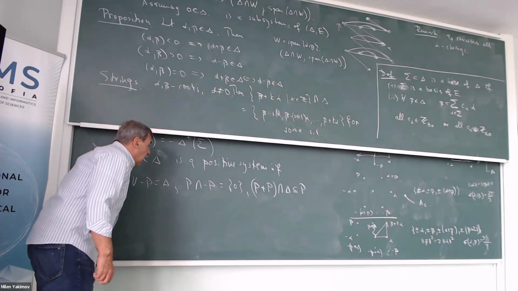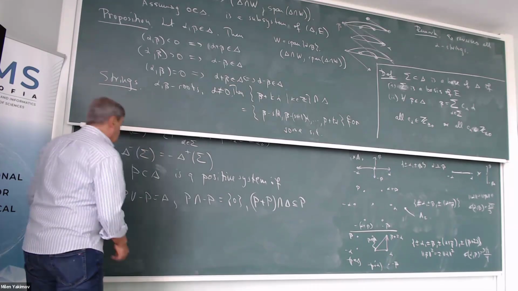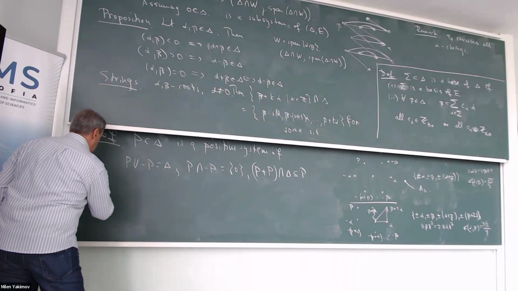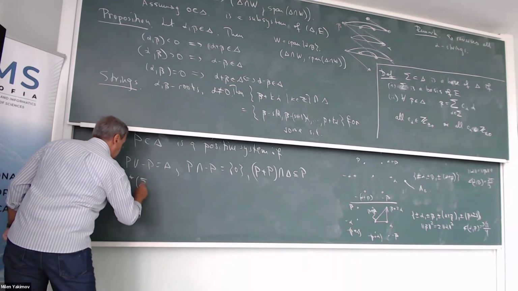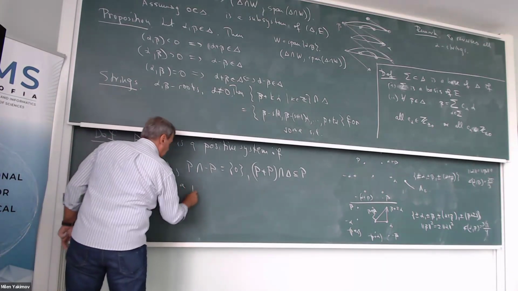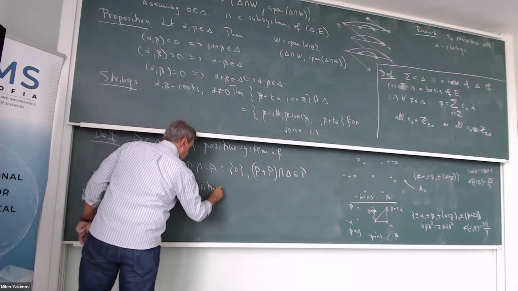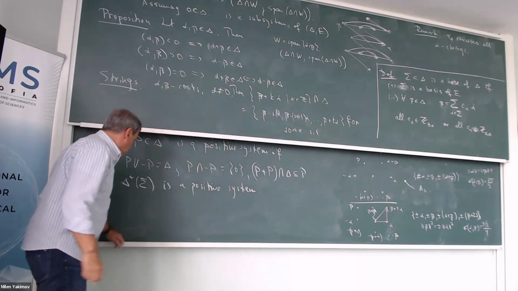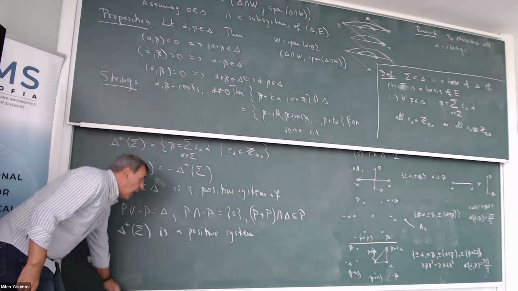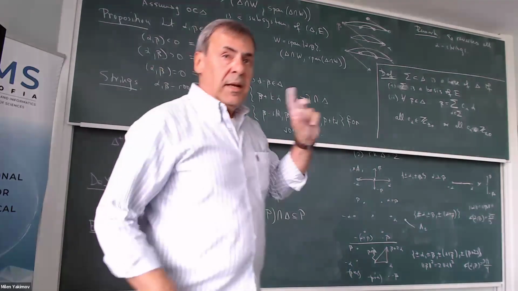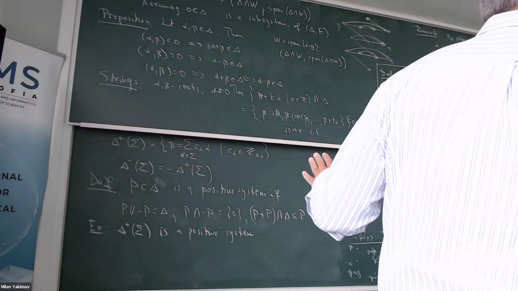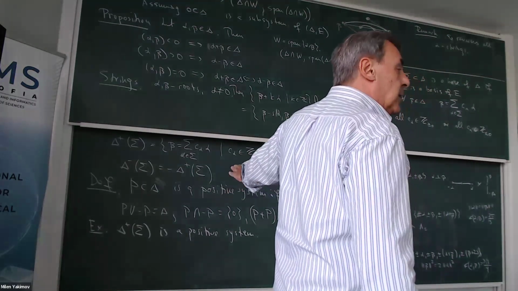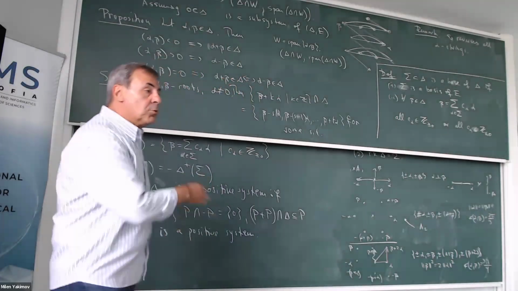And clearly, delta plus is an example of a positive system. Delta plus of sigma is a positive system. I have not claimed here that there is a base, I haven't proved that there is a base. But if there is a base, delta plus with respect to this base would be a positive system.